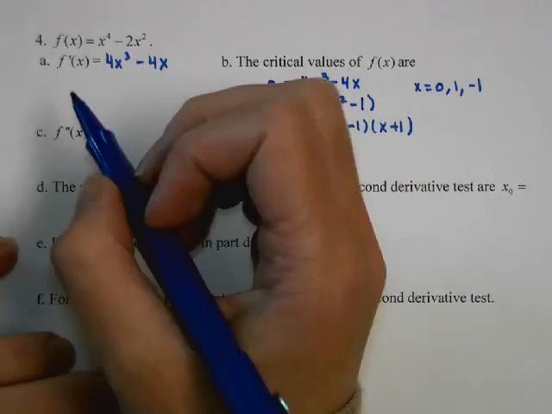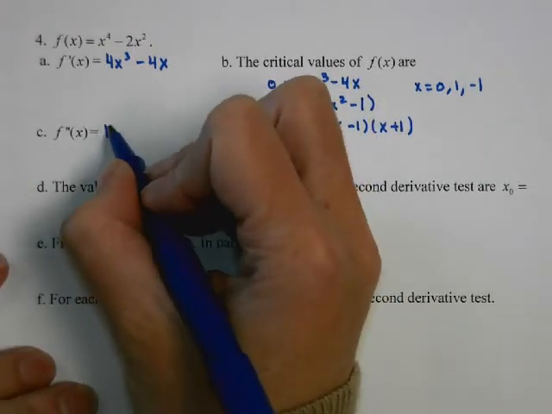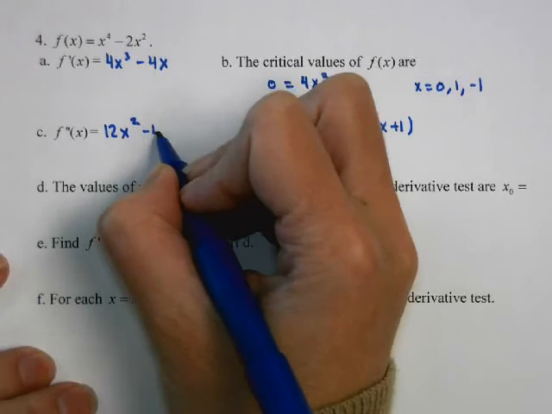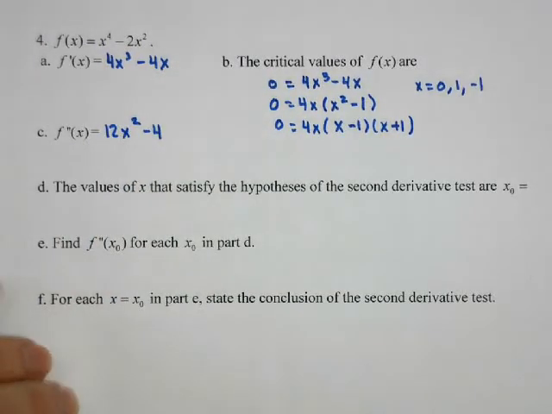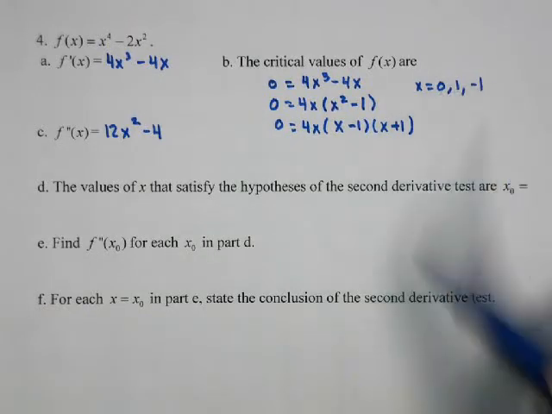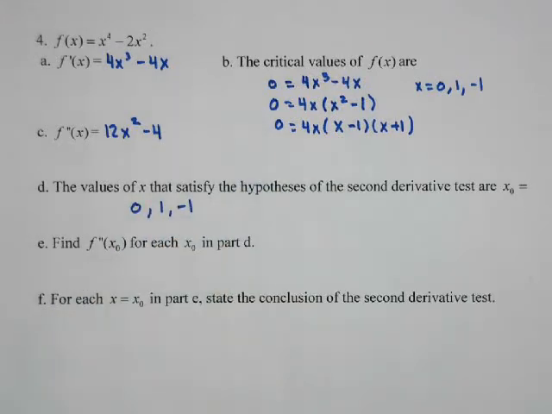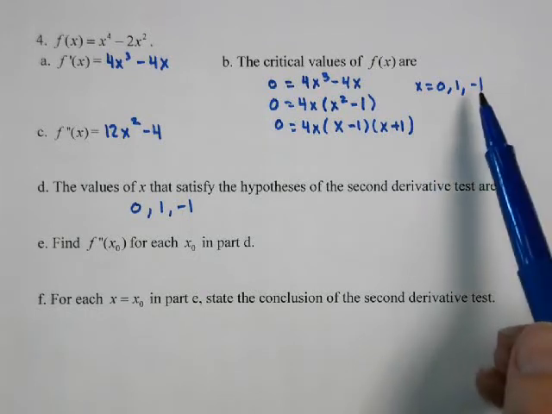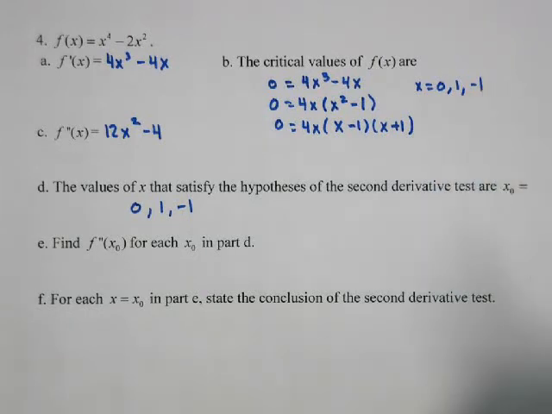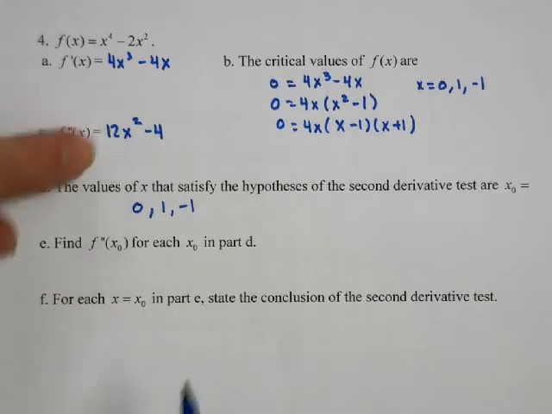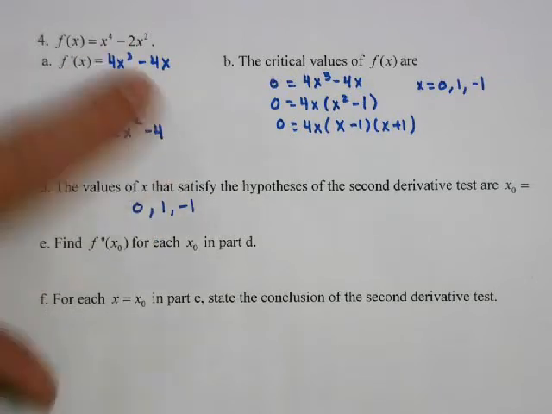Okay, what is the second derivative? The second derivative is going to be 12x squared minus 4. The values that satisfy the hypothesis of the second derivative test. So we have a twice differentiable function, and all 3 of these are critical values. So 0, 1, and -1 are all values that satisfy the hypothesis. So we can use the second derivative test without a graph to determine if these are minimums or are they maximums, or do we not have enough information. So we're going to use the second derivative and evaluate it at 0, evaluate it at 1, and evaluate it at -1.